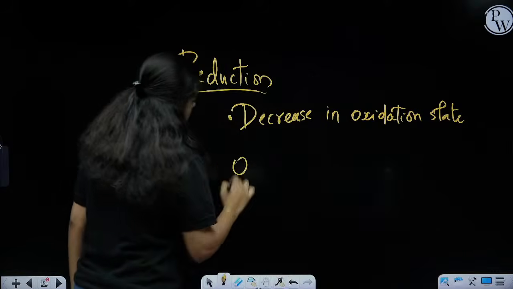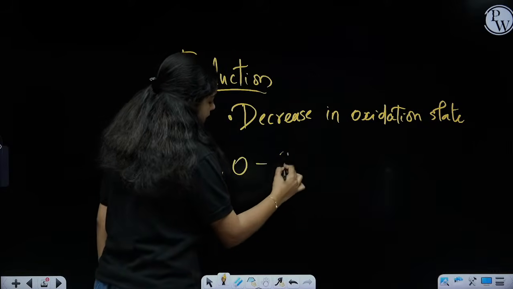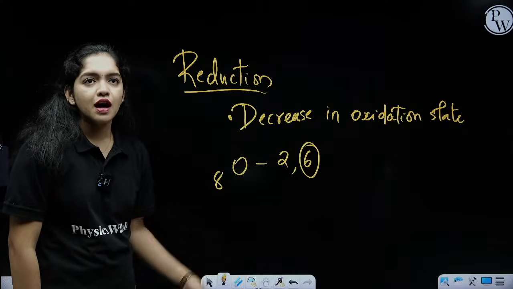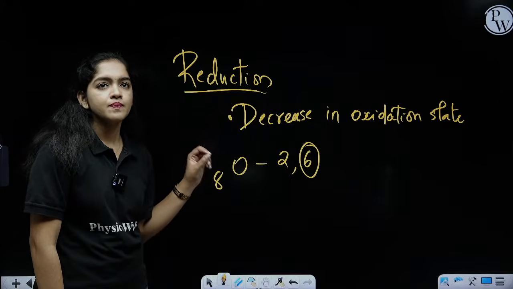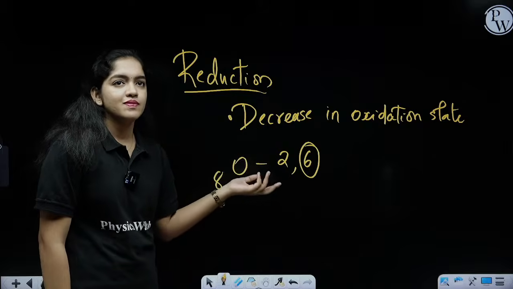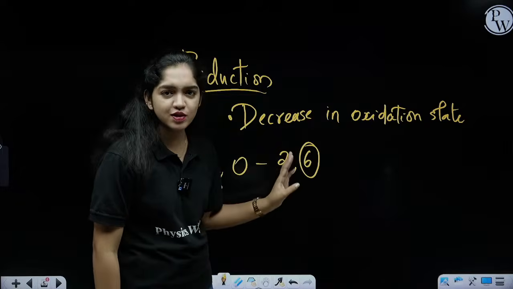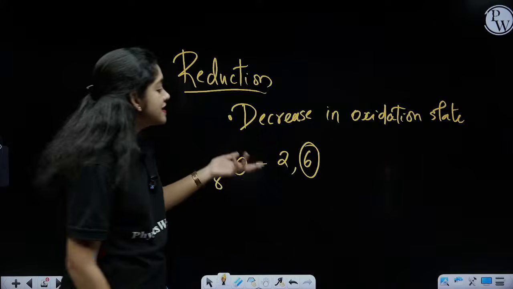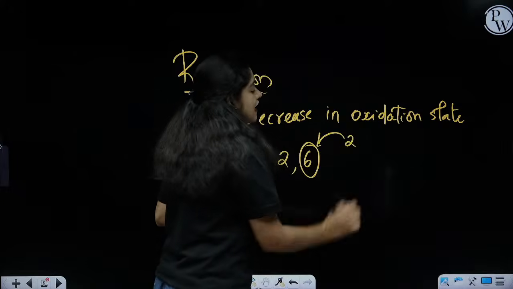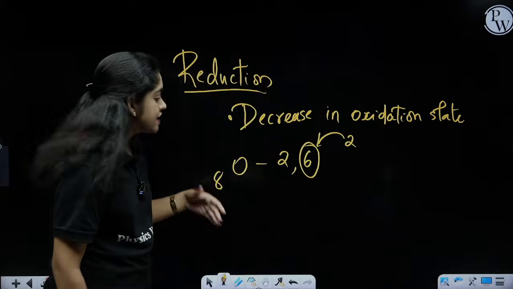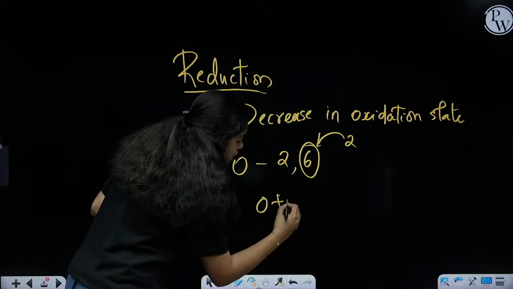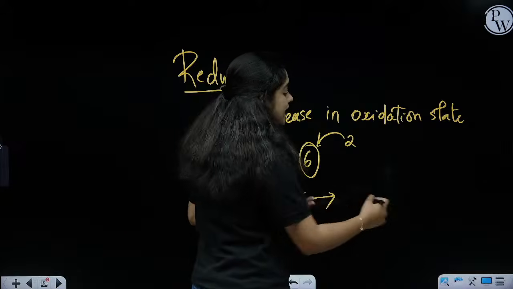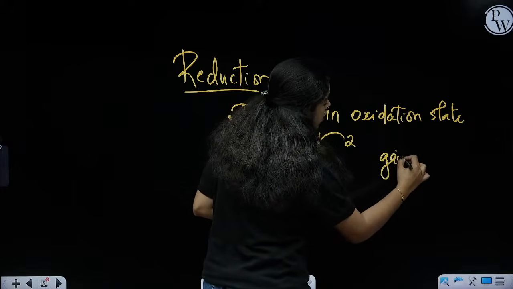The previous one. Oxygen atomic number is 8. Configuration will be 2, 6. Outermost shell contains only how many electrons? 6 electrons, right? Is it stable? No, right? Octet configuration is not satisfied. So it requires 2 more electrons for attaining the stability. So oxygen is adding 2 electrons. Add, that means gaining of electron.